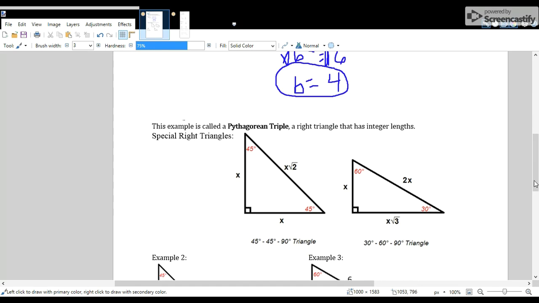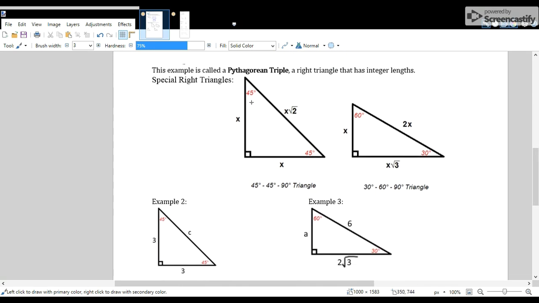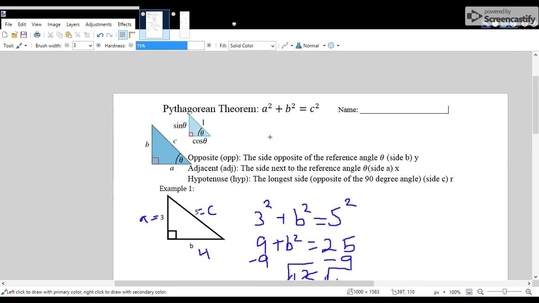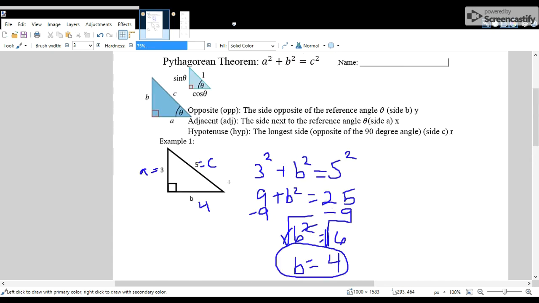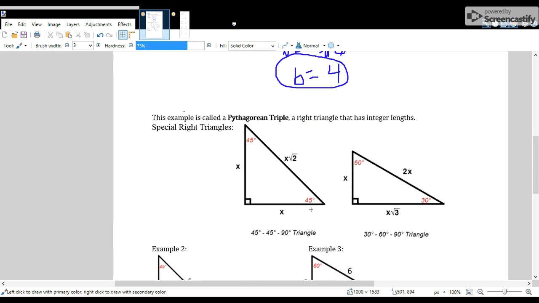Next, we have special right triangles. These are triangles that have special formulas so that even if you have only one side, you can find all three, as long as you have these special angles, 45, 45, 90, or 30, 60, 90. So our two legs of the 45 triangle are both the same, x and x. So A is equal to B in that case.